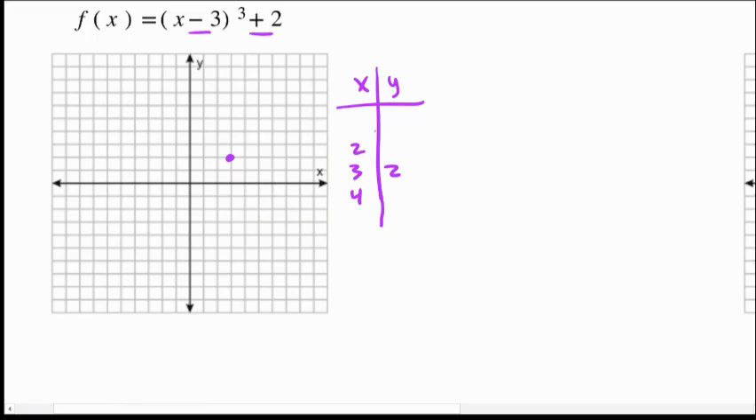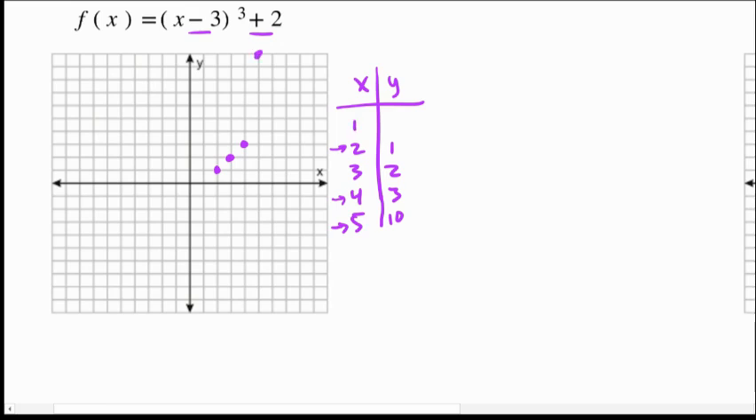So I'm not going to write out the math, but if I were to plug in 4, 4 minus 3 is 1, 1 cubed is 1, plus 2 is 3. If I were to plug in 2, 2 minus 3 is negative 1, negative 1 cubed is negative 1, plus 2 is 1. If I were to plug in 5, 5 minus 3 is 2, 2 cubed is 8, 8 plus 2 is 10.